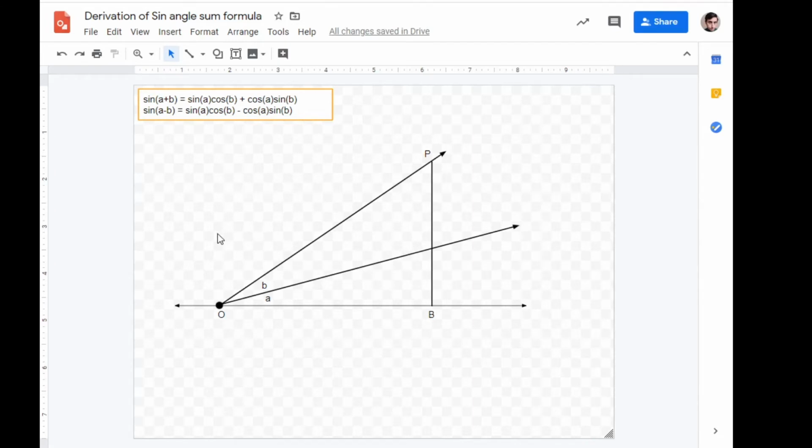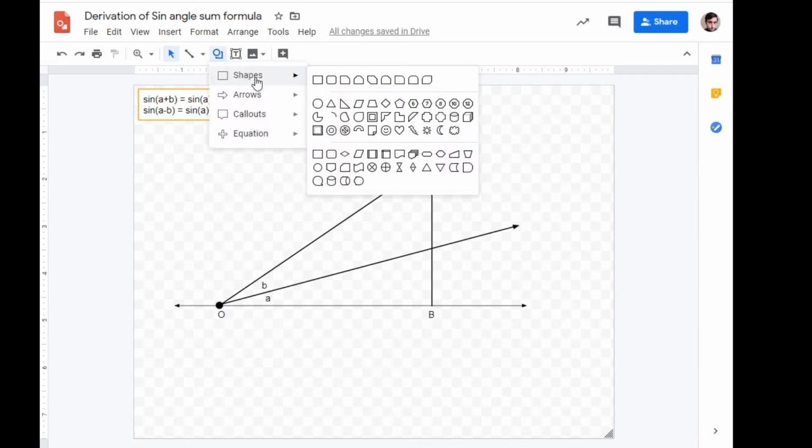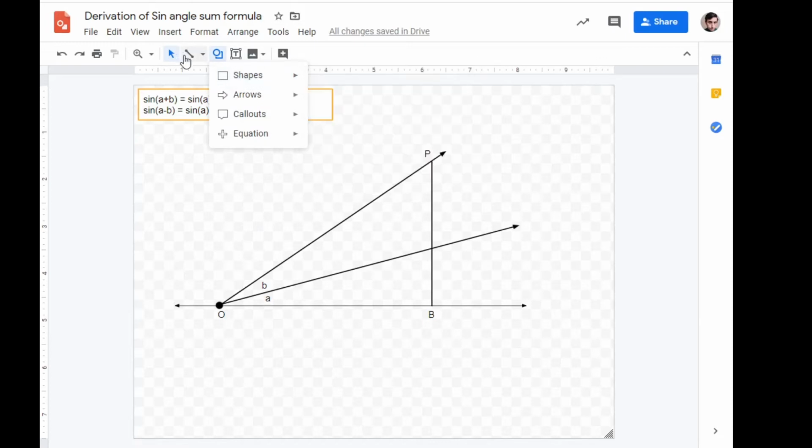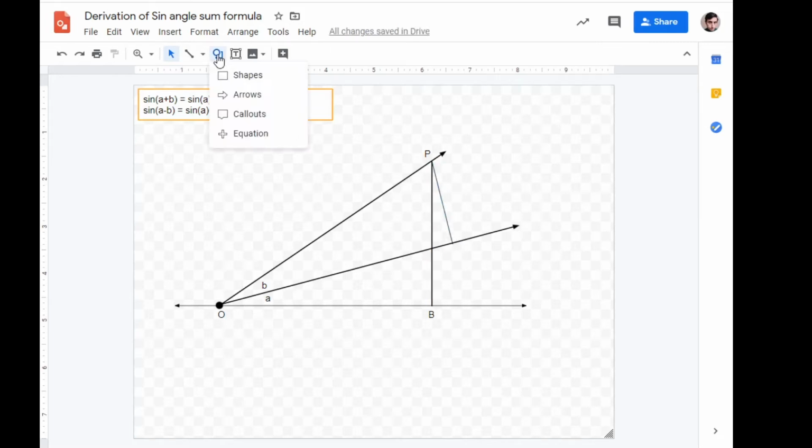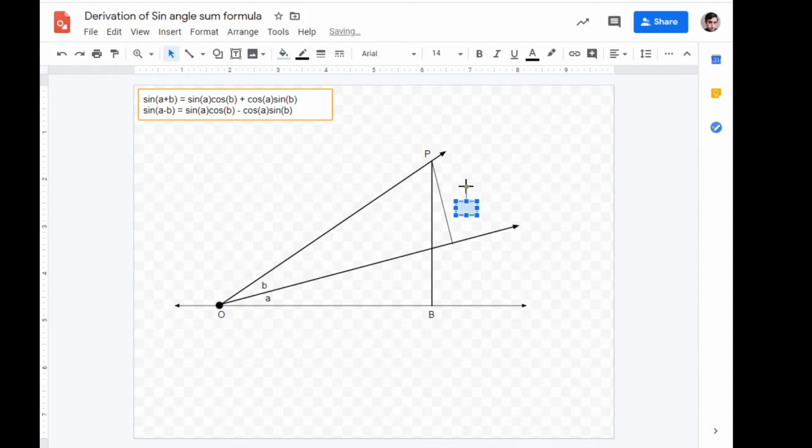Alright, next, we're going to draw a right angle here. Let's see, right here. So this right here, this is a right angle. Okay, we've just made another right triangle. Let's see if I can adjust this here.